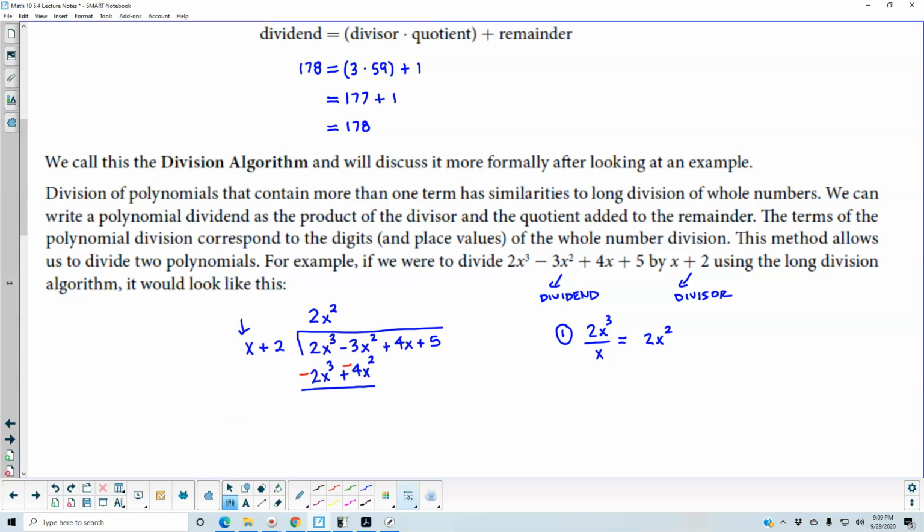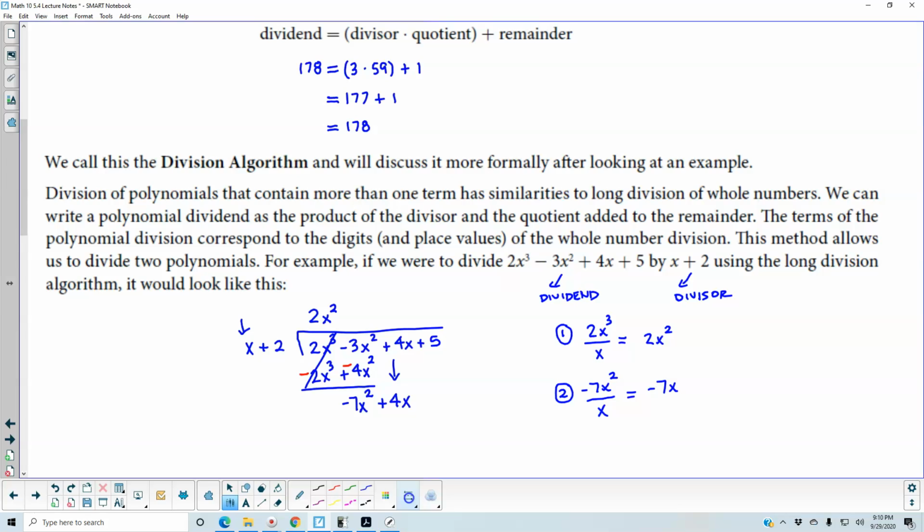So now we add. 2x cubed minus 2x cubed gives us 0. Minus 3x squared plus minus 4x squared gives us negative 7x squared. And then we're going to bring down the 4x, so it's going to be plus 4x. Now again, the first term is what's left, which is negative 7x squared. We're going to divide that again by the first term in the divisor, which is x. Negative 7x squared divided by x is negative 7x.